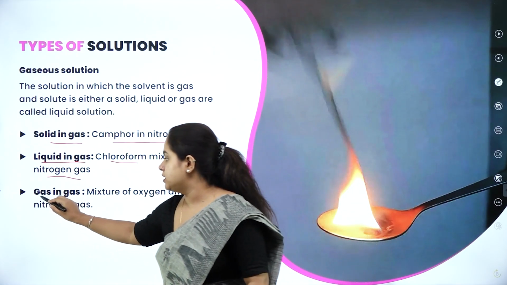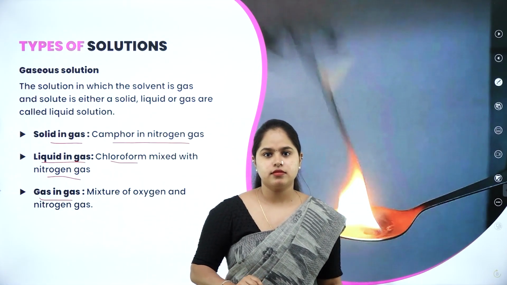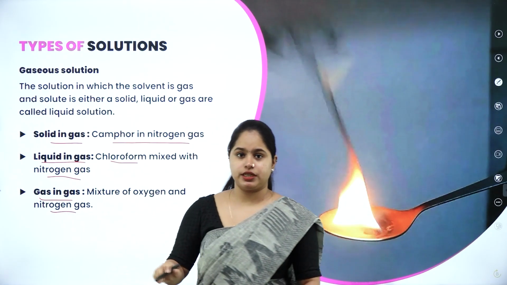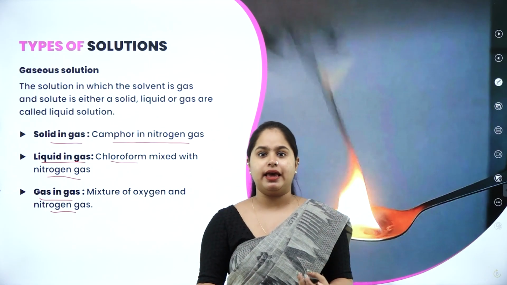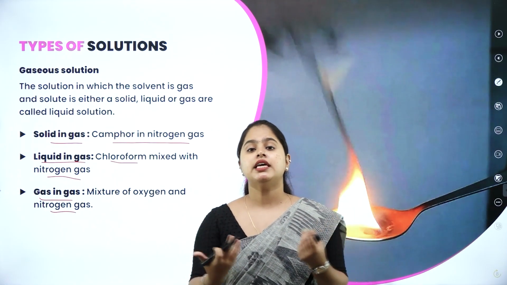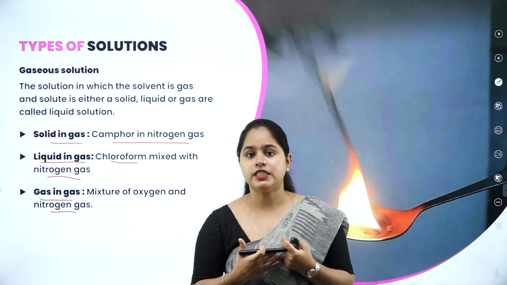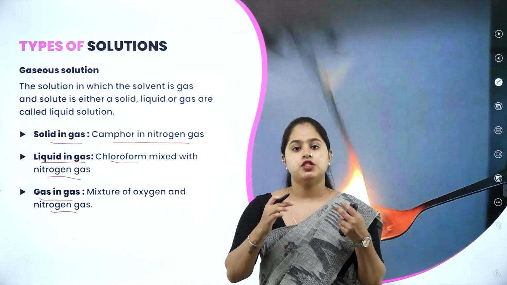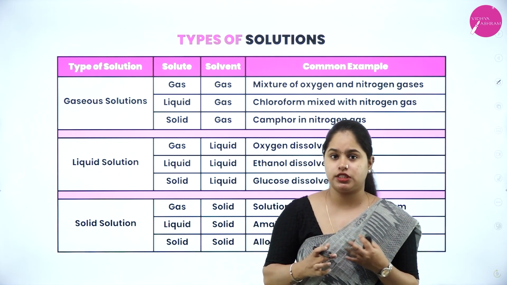And the last one is gas in gas, right? An example for that is a mixture of oxygen and nitrogen gas, or in general you can say air. It is a mixture of various gases, which is also an example of a solution. So, gas in gas solution. I hope the different types of solutions are clear for you.